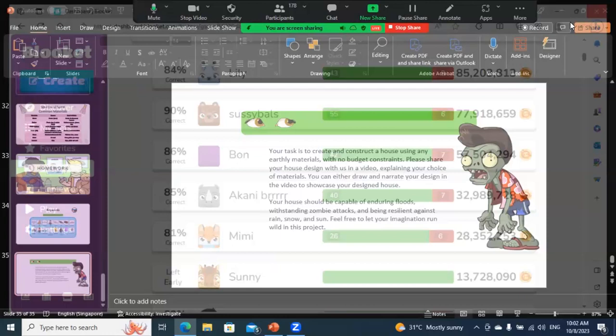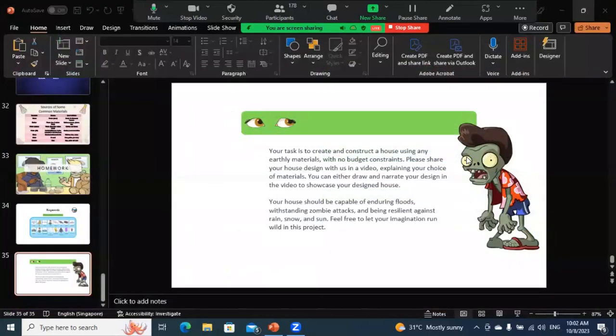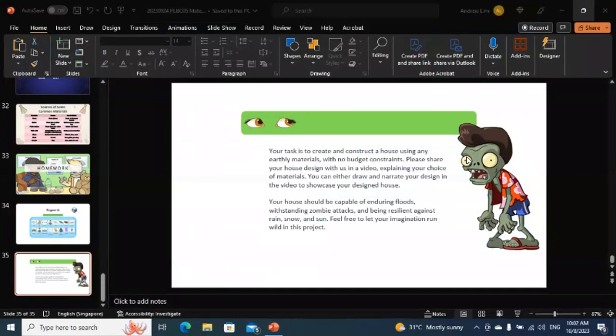Okay, let's carry on. Back to the homework. You can use your imagination. You can draw on a piece of paper. You can use Minecraft or Roblox to demo the materials for us. Either way is fine.